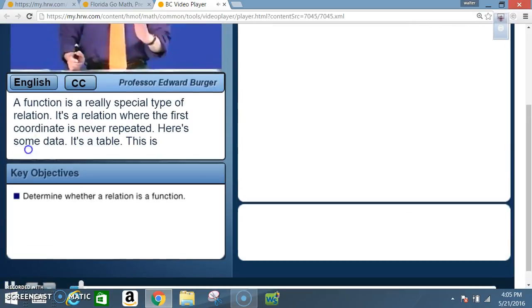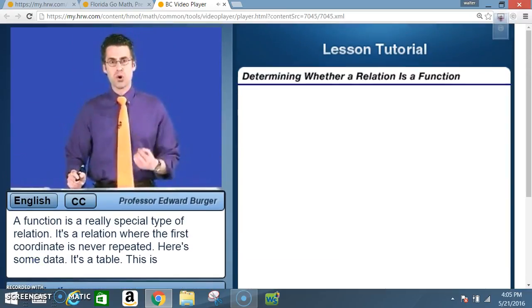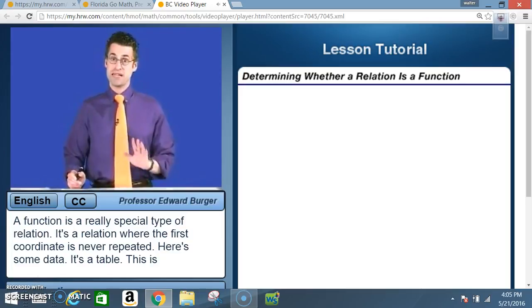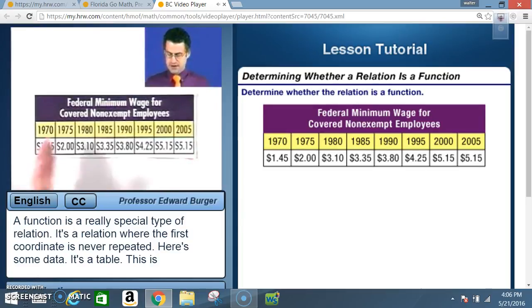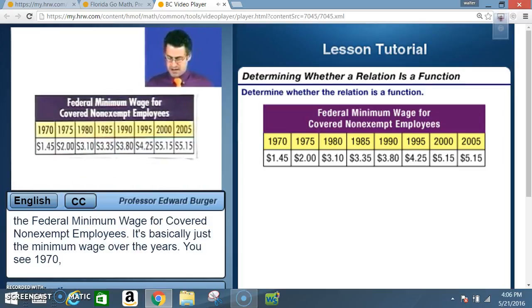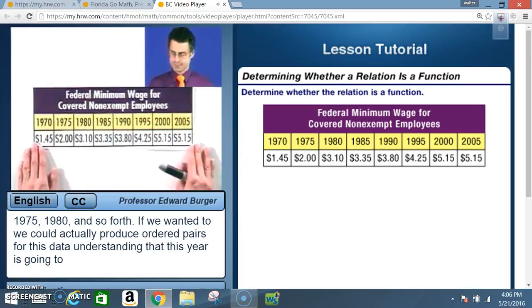A function is a really special type of relation. It's a relation where the first coordinate never is repeated. So here's some data. This is a table. It's the federal minimum wage for covered non-exempt employees. It's basically just the minimum wage over the years. So you see 1970, 1975, 1980, and so forth.